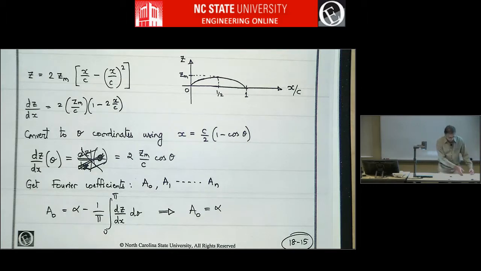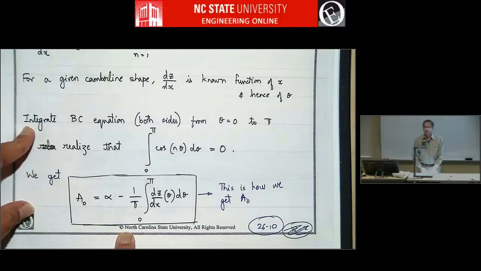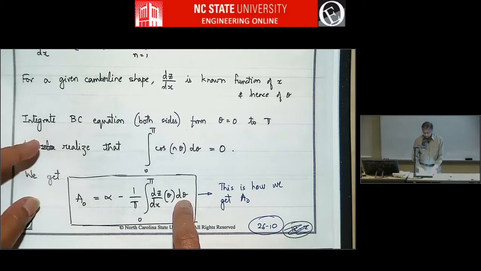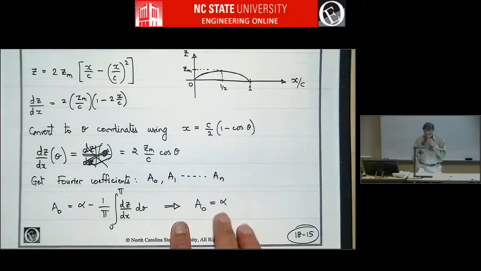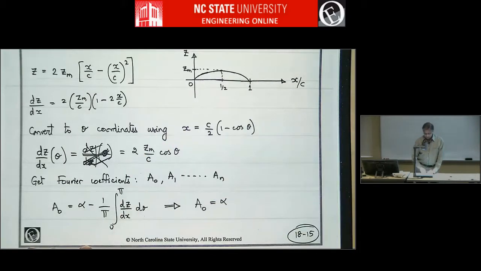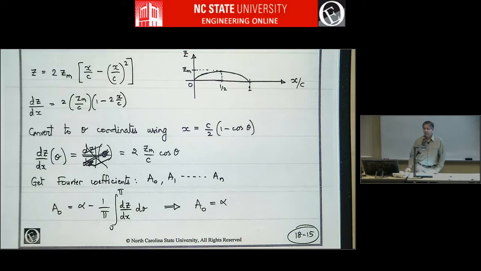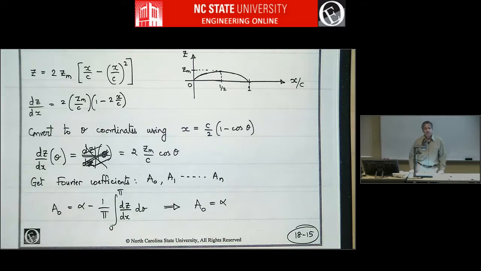Okay, let me see if I have those for reference from the previous lecture. Yeah, so from the last lecture we saw that this is the expression for A0: integral from 0 to pi of dz/dx in terms of theta, d theta. So we plug that in here, and if you plug dz/dx in terms of theta, which is this, and integrate from 0 to pi, this integral becomes pi, and so this integral becomes 0 because it's the integral of cosine theta from 0 to pi. So the result is A0 is just alpha.